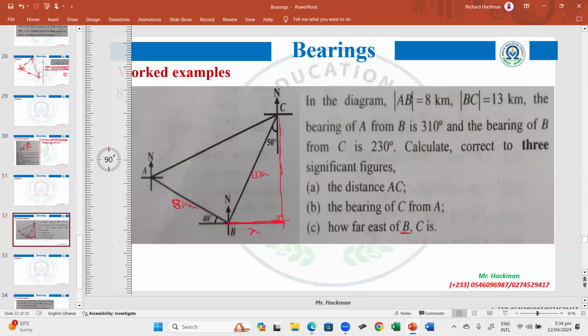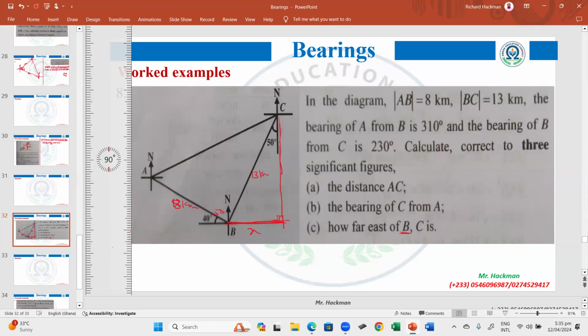So let's go and look at A and B. In A, we are supposed to look for the distance AC. AC is this distance. You know this. So let's check whether we can find any known angle. Yes, this will be 50, because I'm looking at the whole of this to be 90.